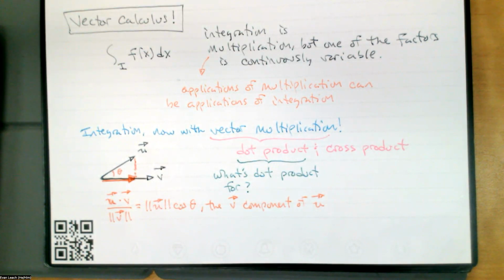Work is equal to force times distance in single variable calculus because there's only one direction. Well, once we have more than one direction, work is equal to force dot distance. This is going to be our classic example. We need to start thinking of the dot product as how much of one vector is going in the direction of the other vector. U dot v divided by the magnitude of v will give us the v component of u. How much of u is pulling in the v direction.